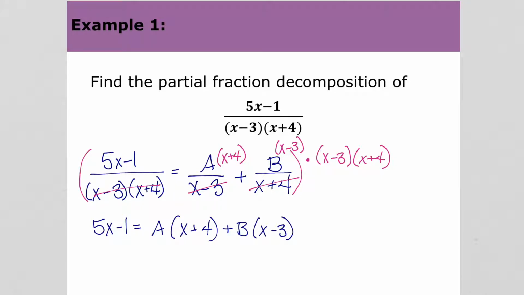Next step is just to go ahead and distribute. So we've got 5x minus 1 equals Ax plus 4A plus Bx minus 3B. Now, what do we do with that? So let's pick this up. I'll bring it to the next page here.